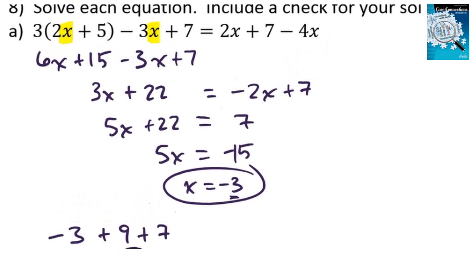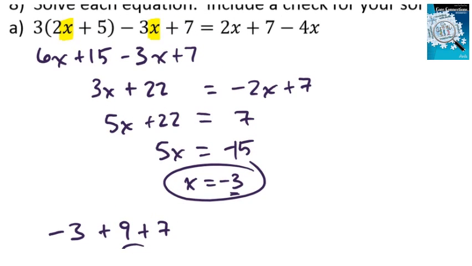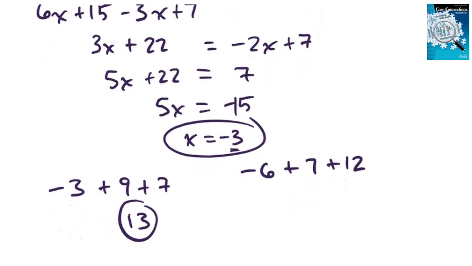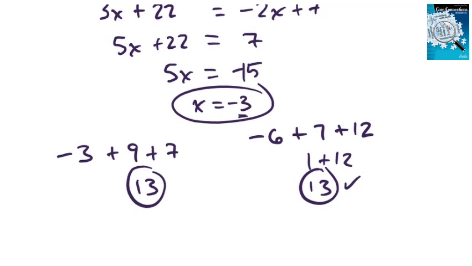On the other hand, there's x's in two spaces here and here. In the first instance, 2 times -3 would give me -6. And then I've got a +7. And then -4 times -3 should give me a +12. So if I combine -6 and 7, that's 1, and 1 plus 12 is 13. So I can see that indeed when I plugged -3 into the equation, both the left-hand side and the right-hand side were 13. So the answer indeed checks.